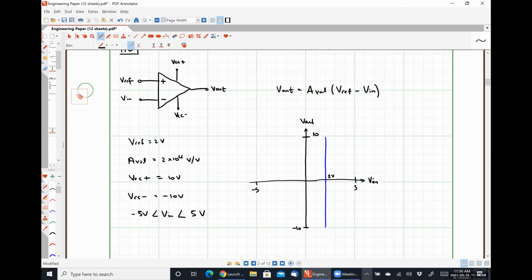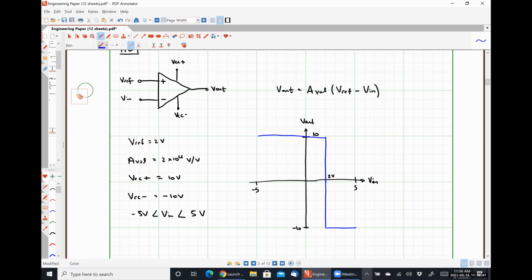So when Vn is less than V reference, let's pick a point of 0 volts. We have our gain of 20,000 multiplied by 2 minus 0, Vref minus Vn. So again, we have an output voltage of 40,000, which is much greater than VCC plus. So we say that it's going to saturate at VCC plus for all values less, and it's going to saturate at VCC minus for all values of Vn greater than V reference.